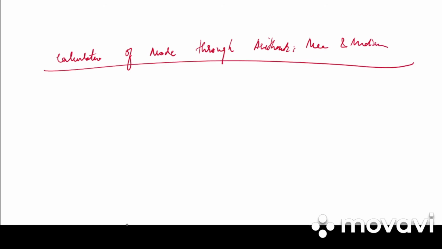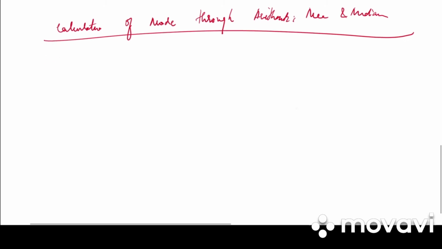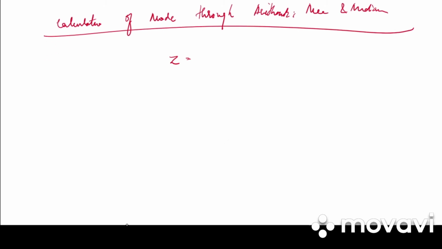Next side heading, write down calculation of mode through arithmetic mean and median. Or sometimes if they ask you for 1 mark, what is the relationship between mode, median and mean? It is z is equal to 3m minus 2x bar.